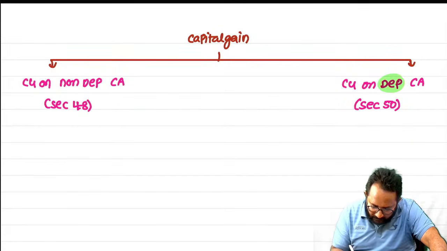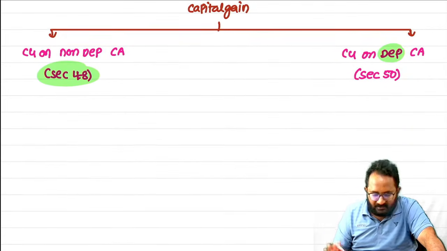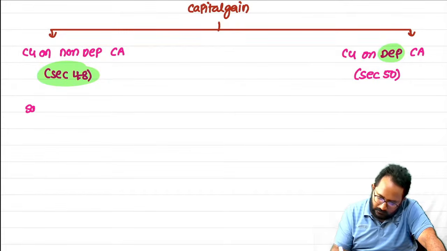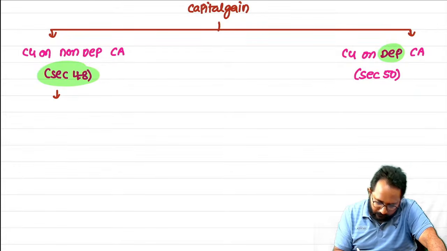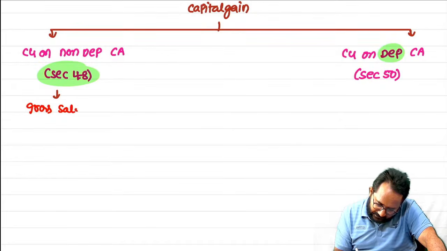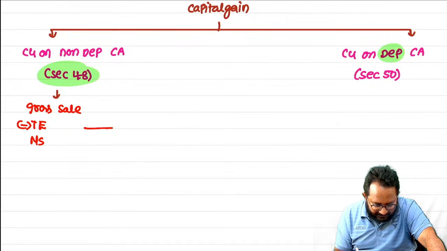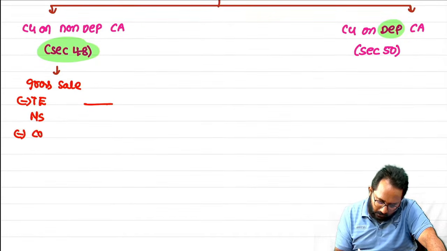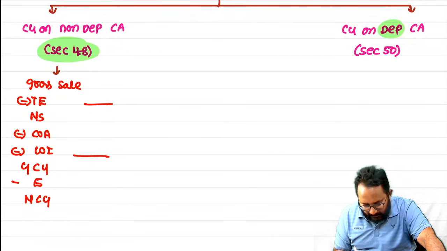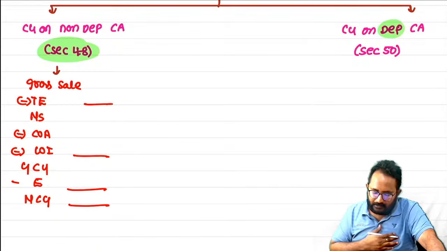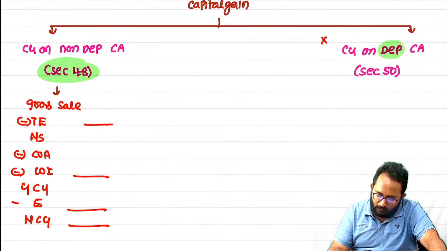You know very well this one. What is that? Gross sale consideration minus expenses on transfer, you will get the net sale consideration. Minus cost of acquisition, minus cost of improvement, then you will get gross capital gain. Minus exemption, net capital gain. You know this very well. But this you have to know.